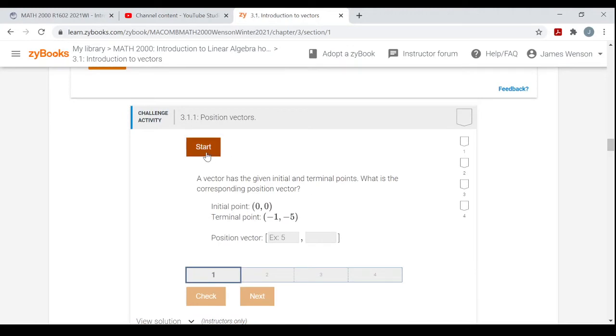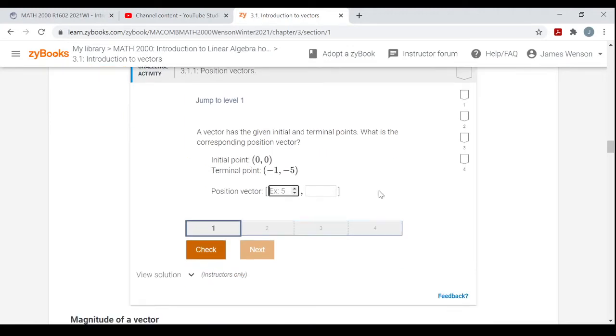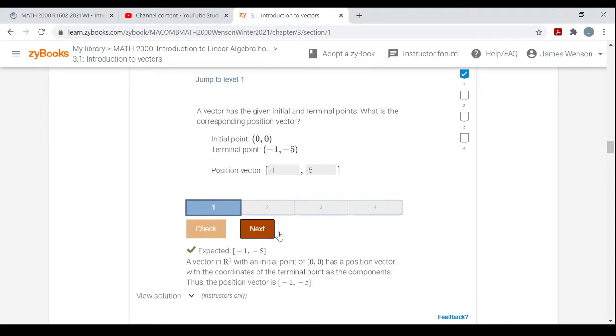All right. So our challenge activity for this is just, a vector has the given initial and terminal points. What is the corresponding position vector, right? What are the components of the vector? 0, 0 to negative 1, negative 5. Well, that'd just be simply negative 1, negative 5, right? If you're starting from the origin, it's a position vector. It's a vector in standard position. Whatever the terminal point is, those will be the components of the vector. Very simple, that one.